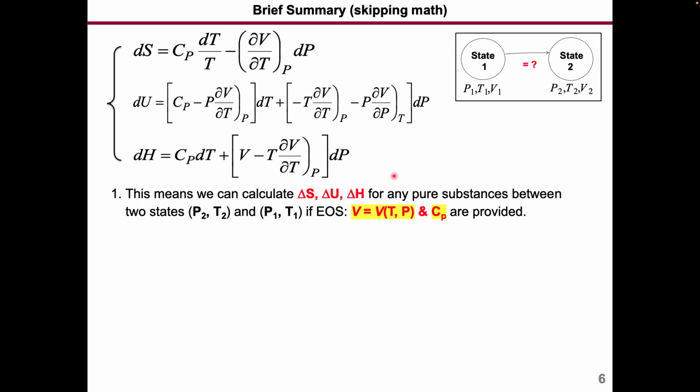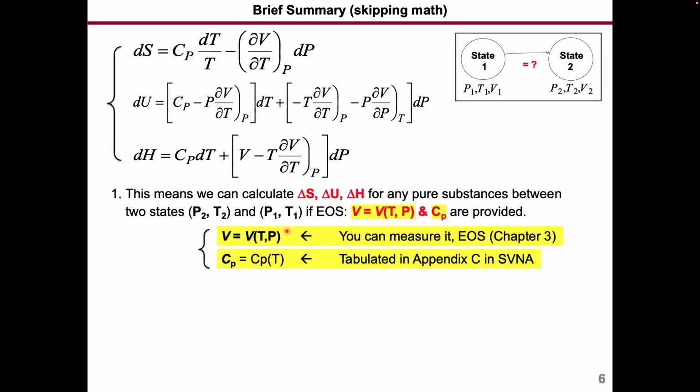So this means we can actually calculate delta S, delta U, delta H for any pure substance between two states, if we know both Cp and also the PVT relationship. Now, the PVT relationship of the system is sometimes called the equation of state, or EOS.